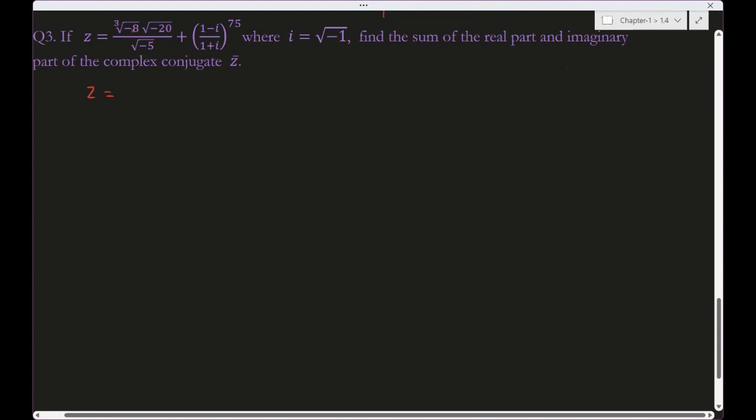Now this z we can write as, this is the cube root of minus 8. So cube root of minus 8 is minus 2. And this we can write as root of 20i, it's fine. And this we can write as root of 5i, because we know i is the root of minus 1. Now plus, here inside here, we can just try to what?